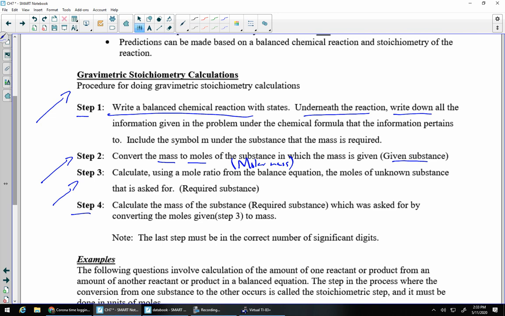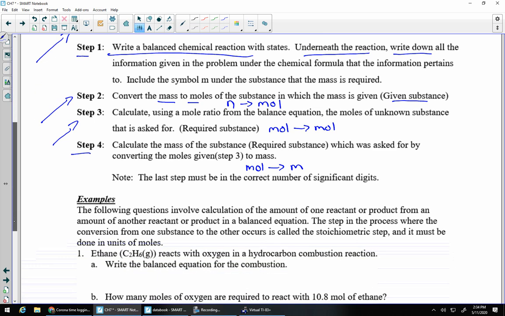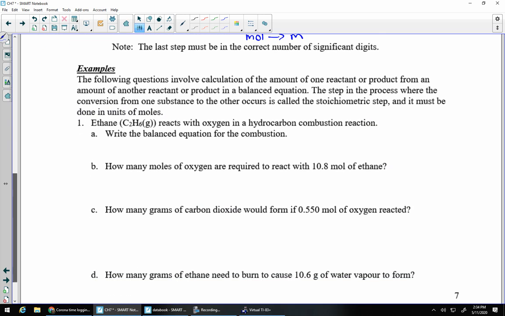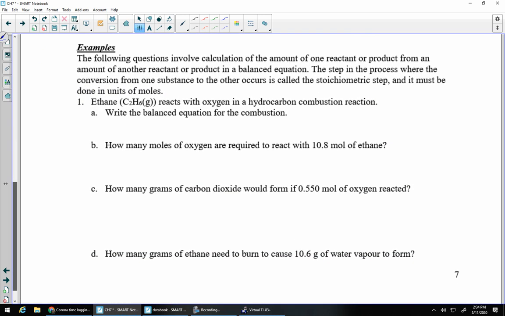That's a lot. Let's recap. Step 1, balanced chemical equation. Step 2, mass goes into moles. Step 3, we've got moles of what we're given going into moles of what we're looking for. And then finally, step 4, we're going from moles of what we're looking for into mass of what we're looking for. Nice. Please include significant digits. That's one thing that's of note there. So let's check out a couple examples. There's a lot of examples and there's even more practice. So we'll probably only do a couple of these just for the sake of time.